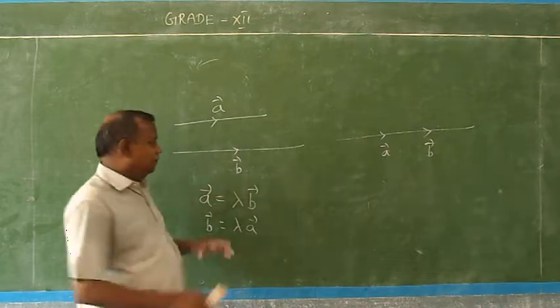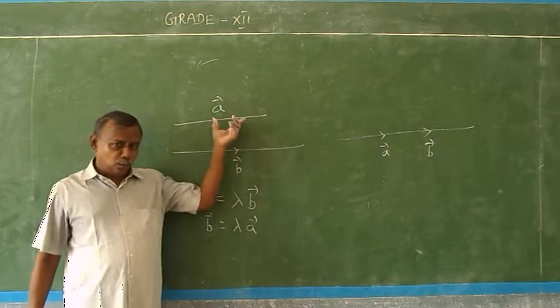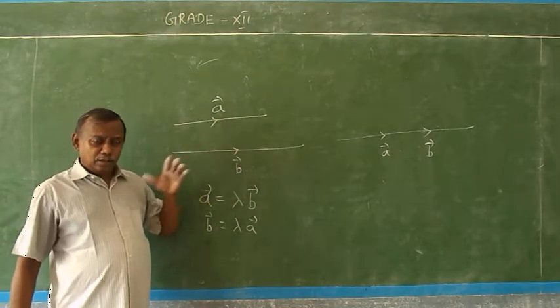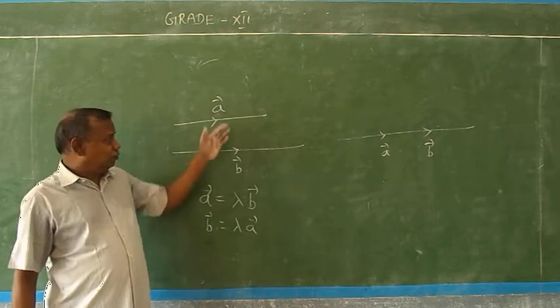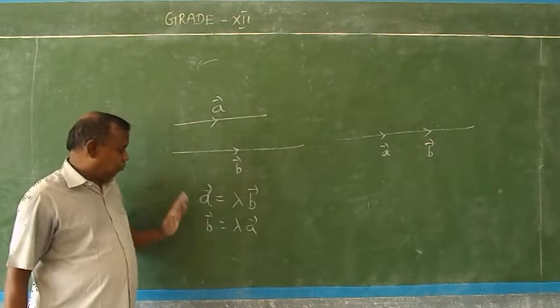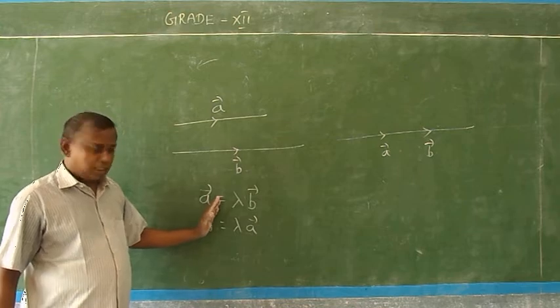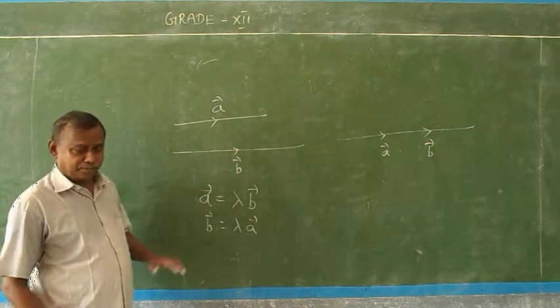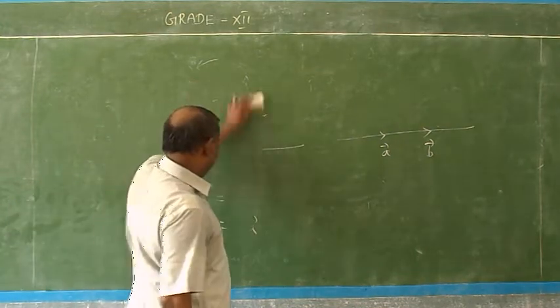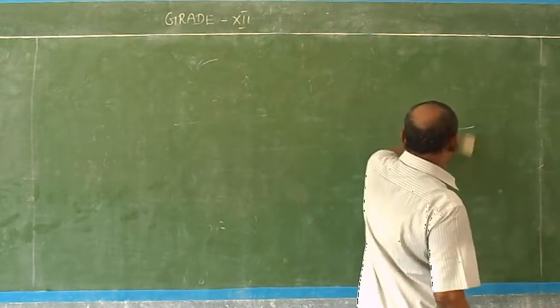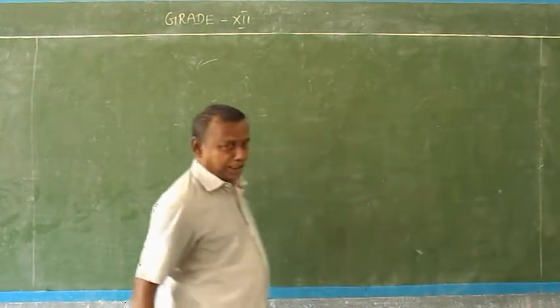Okay. If we are given two vectors and we want to prove these two are collinear, use this formula: one vector is equal to some scalar multiple of another vector. Okay. Now, prove the points A, B, C are collinear.